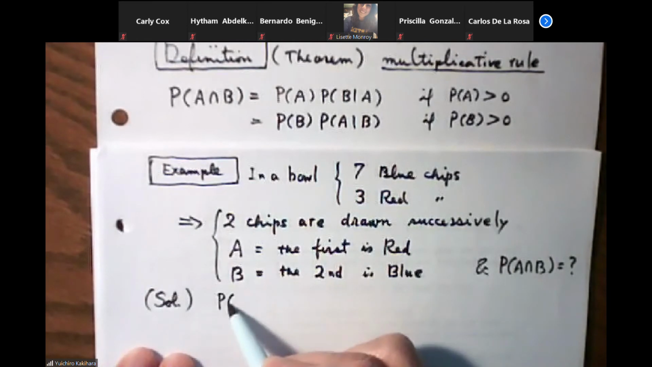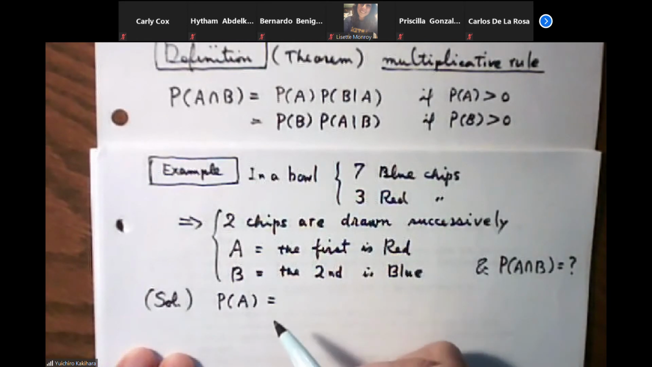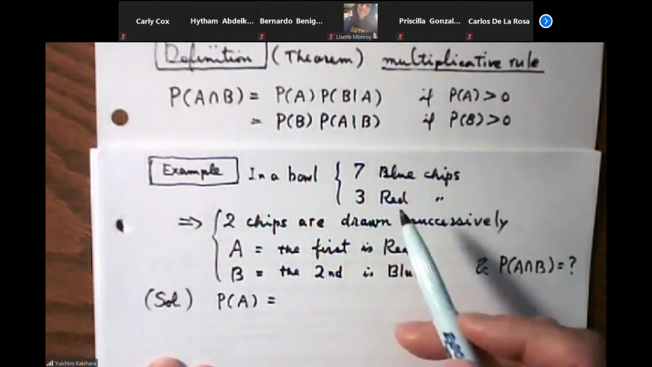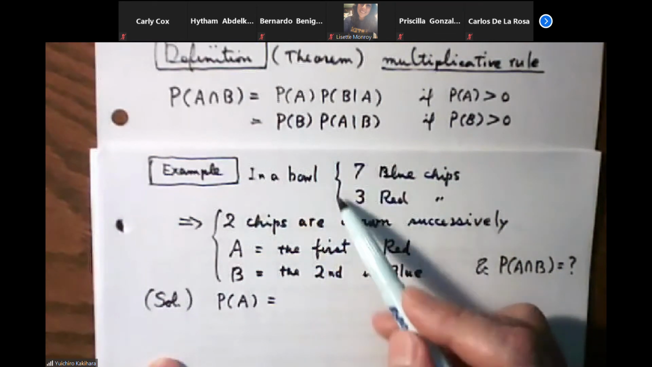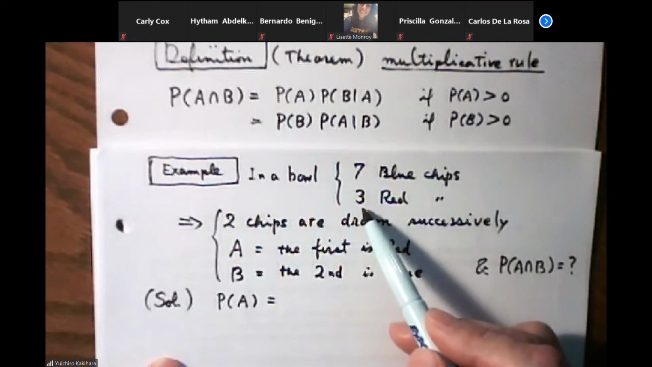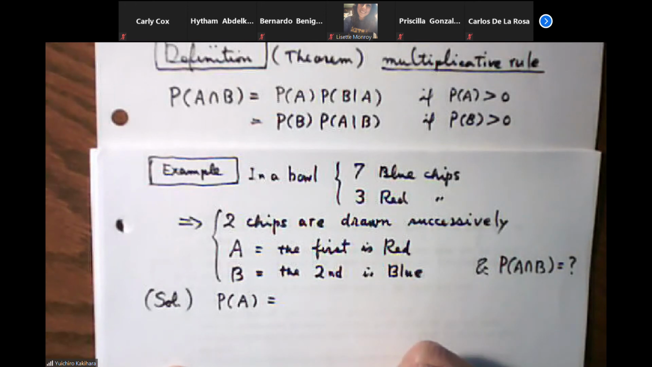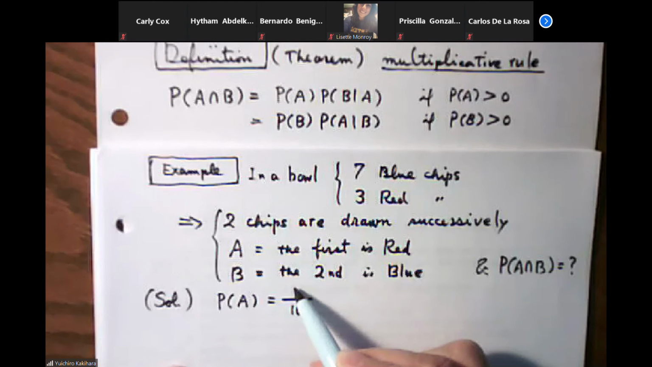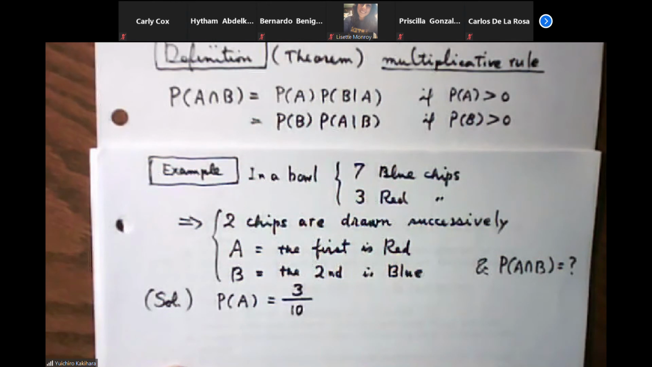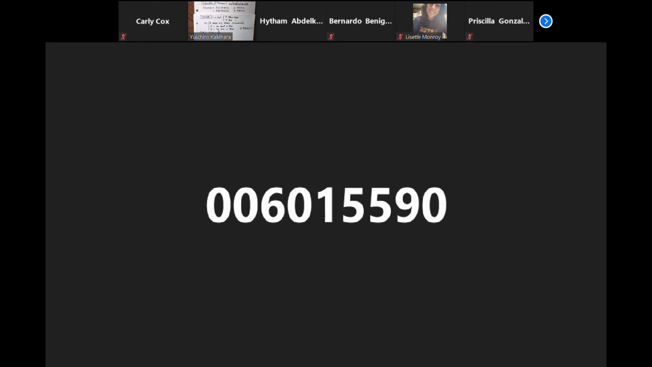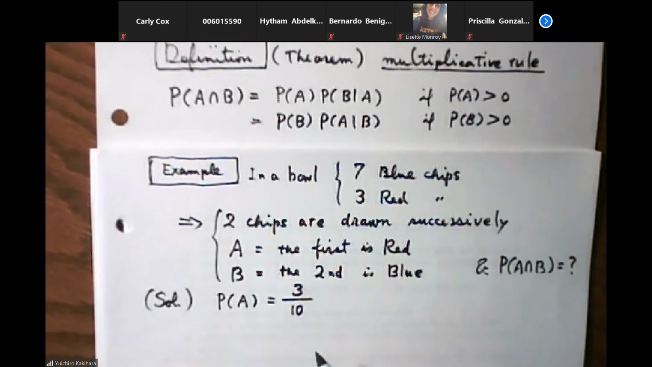First of all, I'd like to ask you, what is the probability of A? There are 10 chips, right? And out of 10, we have 3 red. So what is the probability of A? The first pick is red. So out of 10, there are 3, right? So 3 over 10, is that right? Yes. This is the probability of A. The first chip is red.